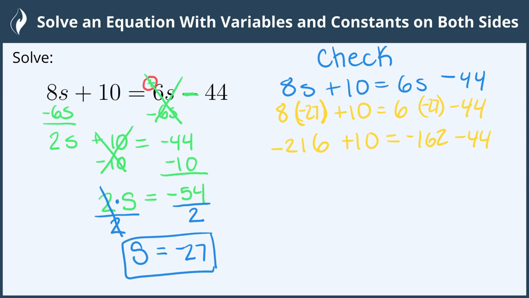Now we can go ahead and do all of the addition and subtraction. Negative 216 plus 10 gives us negative 206. On the right side, negative 162 minus 44 gives us also negative 206. Negative 206 equals negative 206. This means that the number that we substituted in for the variable made that equal sign hold true, which means our answer of s equals negative 27 is correct. So we're all done.